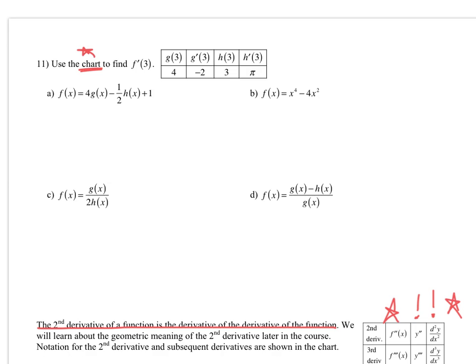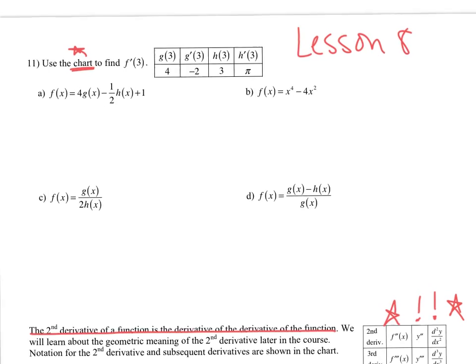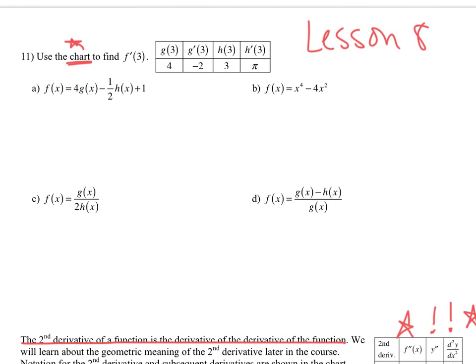So now we're going to move on to the notes. This is the last page of Lesson 8 notes. And we're going to go ahead and take a look at derivatives by table and higher order derivatives. So let's start by taking a look at this. Use the chart to find f prime of 3.